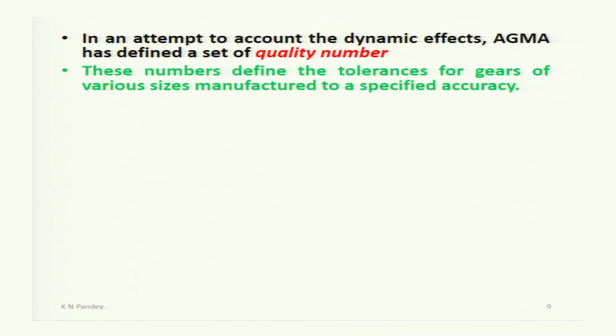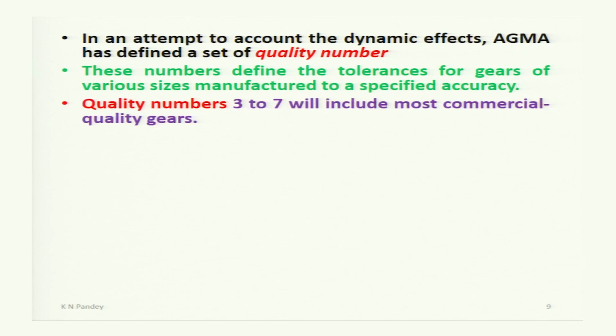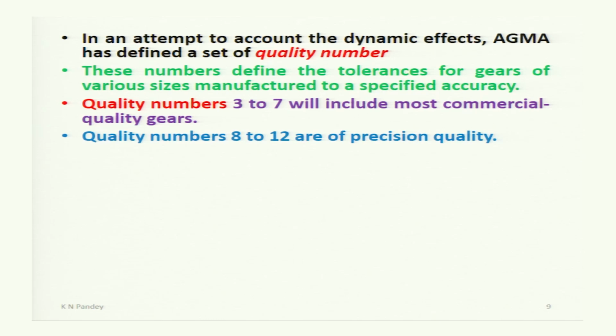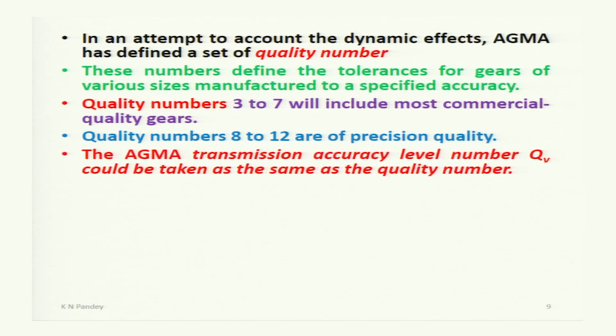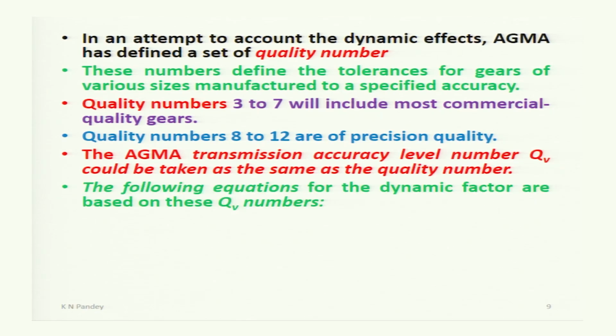Now, in an attempt to account for the dynamic effects, AGMA has defined a set of quality numbers. These numbers define the tolerances for gears of various sizes manufactured to a specified accuracy. Quality numbers 3 to 7 will include most commercial quality gears. Quality numbers 8 to 12 are of precision quality. The AGMA transmission accuracy level number Qv could be taken as the same as the quality number. The following equations for the dynamic factor are based on these quality numbers.